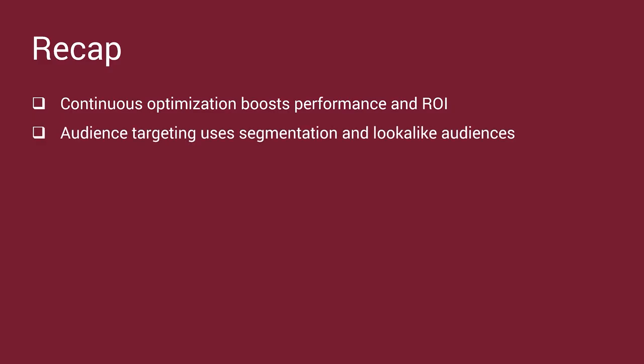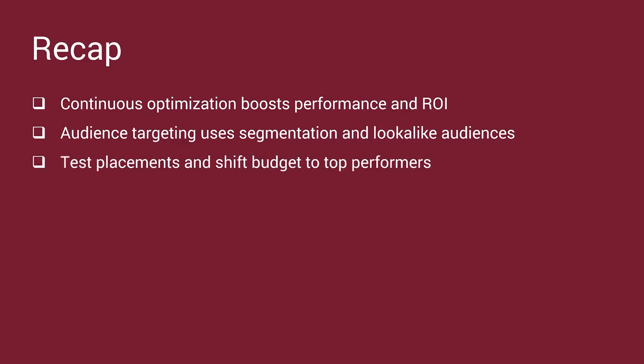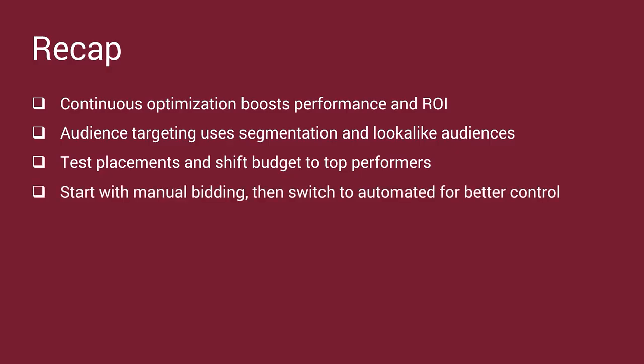Audience optimization involves targeting the right people using detailed segmentation and lookalike audiences. Testing placements and adjusting budgets toward high-performing ad spots can significantly boost campaign results. Starting with manual bidding and then switching to automated bidding helps control costs while maximizing conversions.